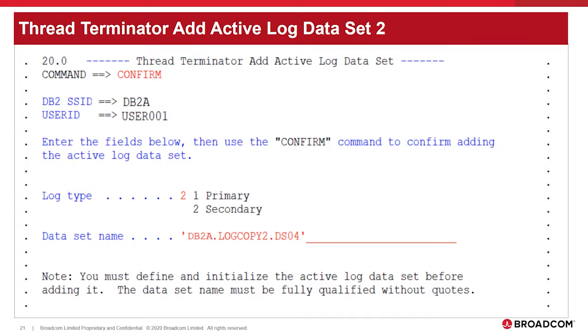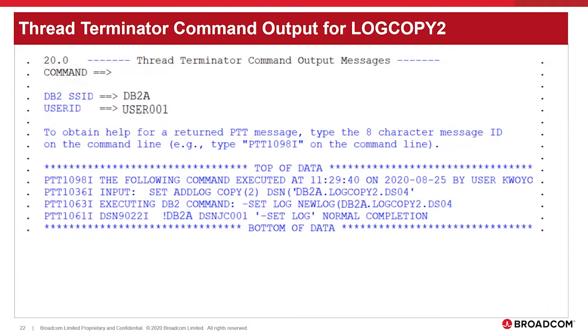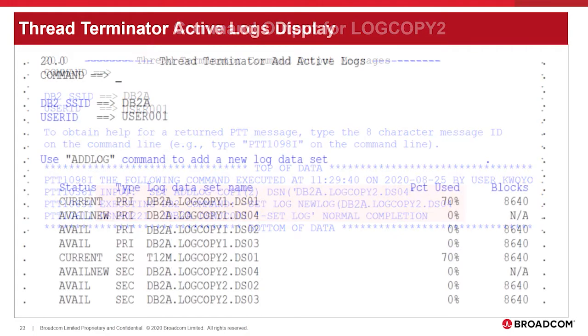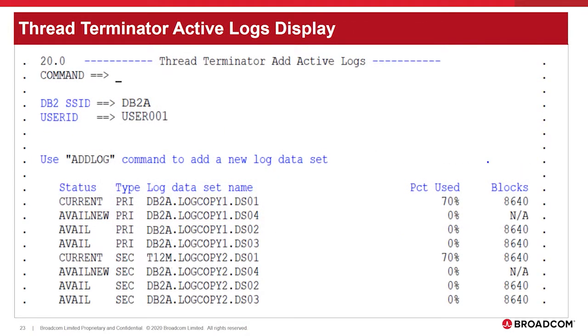Now let's try to add the secondary active log. So we type all the necessary information here. Then hit enter. Then you can see the command is successful. Okay, so go to the previous screen. As you see in the display, the new datasets, which are LOGCOPY1.DS04 and LOGCOPY2.DS04, are added dynamically without shutting down Db2.